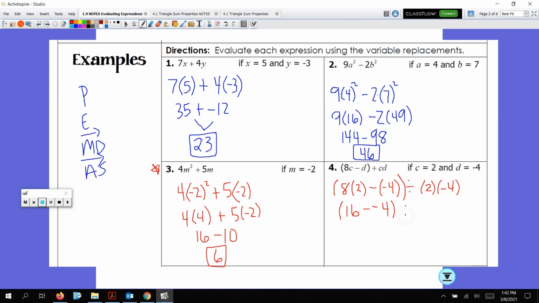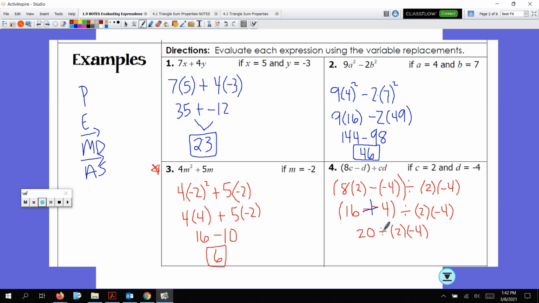All of that divided by 2 times -4. All right, minus a negative, we talked about that before. When you have minus and negative next to each other, just make that a big fat plus sign. It just becomes addition. Now 16 plus 4 is 20, divided by 2 times -4.